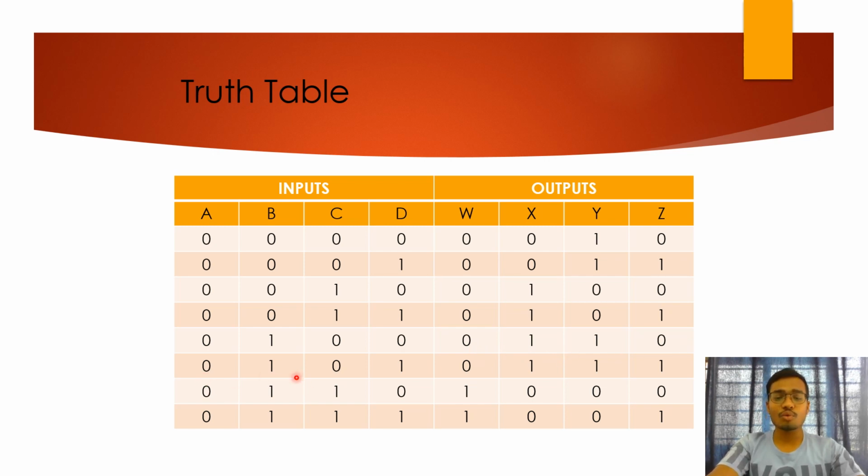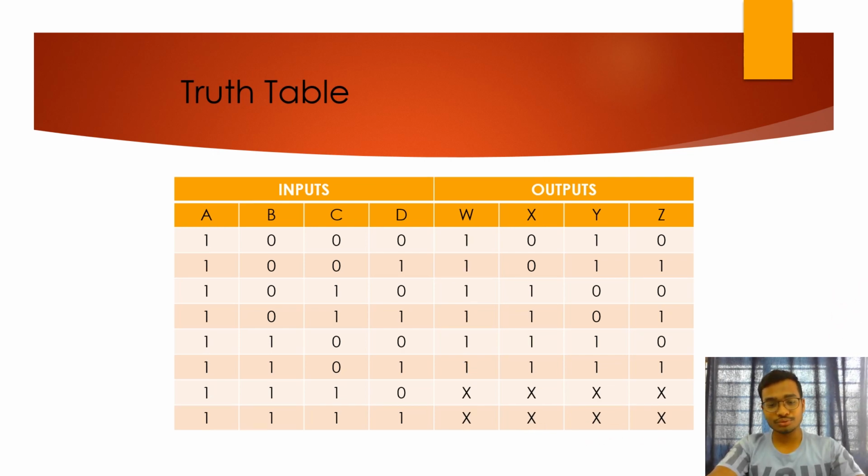Then I am having 0, 1, 0, 1. After adding 2, I will be getting 0, 1, 1, 1. Then again I am having 0, 1, 1, 0, to which if I add 2, I will be getting 1, 0, 0, 0. Then I'm having input as 0, 1, 1, 1. Then the output is 1, 0, 0, 1. So let us see the other 8 combinations too.